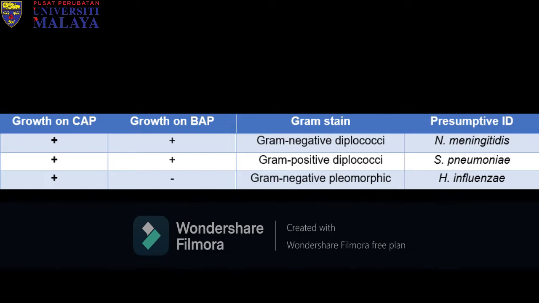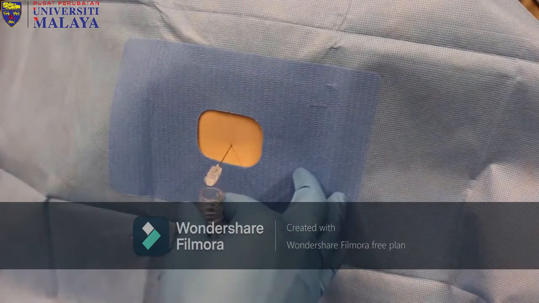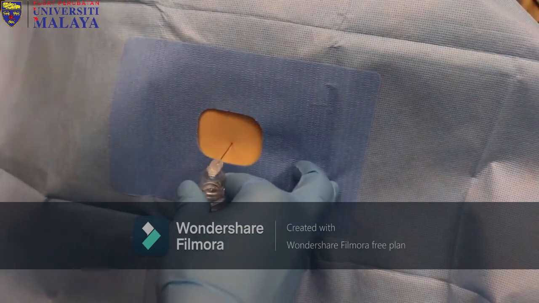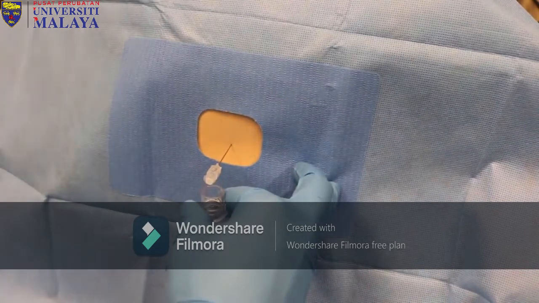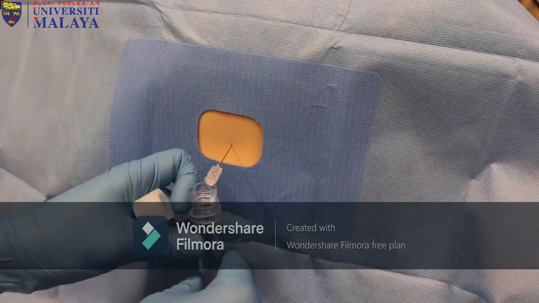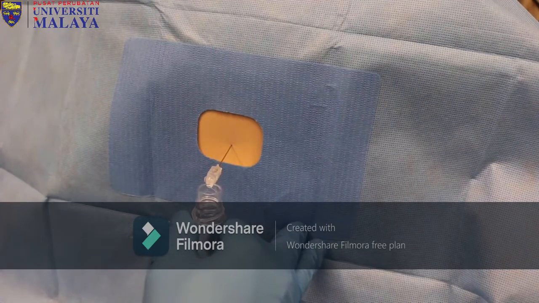Lastly, for Haemophilus influenzae, there is growth in chocolate agar plate but no growth in blood agar plate, and gram stain shows gram-negative pleomorphic. For further confirmation about the presence of meningitis, spinal tap is done. Spinal tap is a procedure which is done using lumbar puncture. For a definitive diagnosis of meningitis, spinal tap is needed to collect cerebrospinal fluid, also known as CSF.